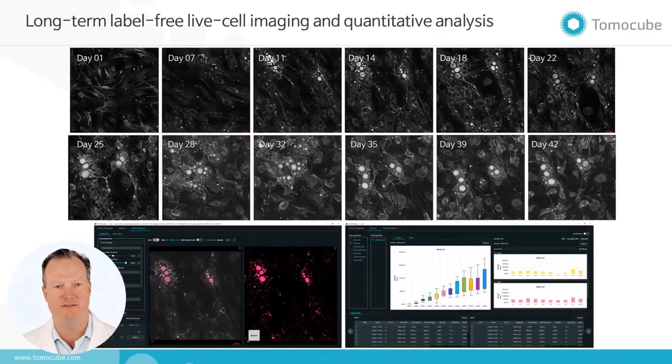This is a representative study using Tomocube HDX1. We have measured the growth of primary cultured adipocytes for 42 days. Yes, for 42 days, we have imaged cells in the same field of view. You can see the growth of individual cells and the formation of lipid droplets.